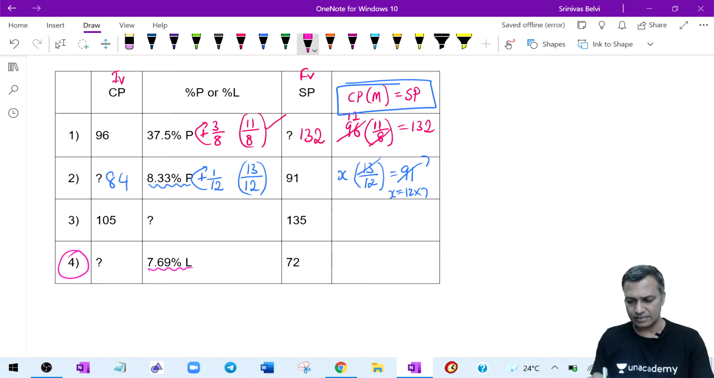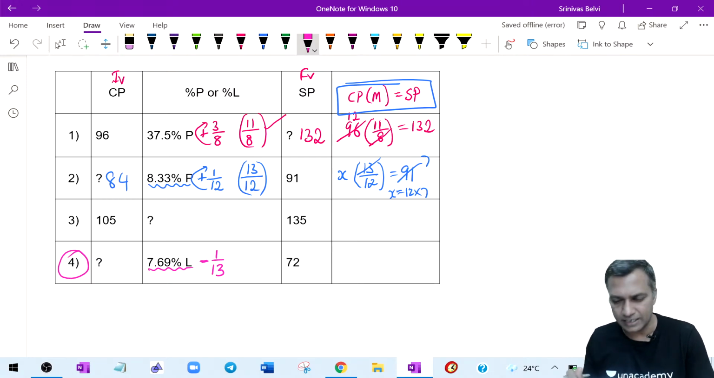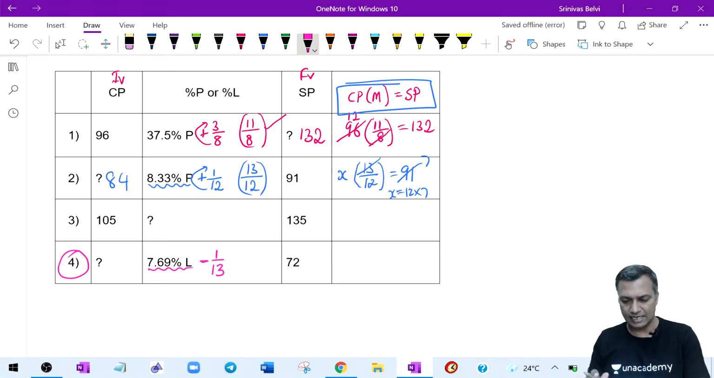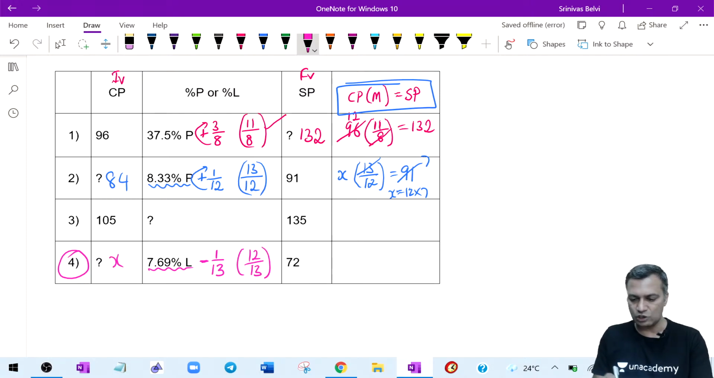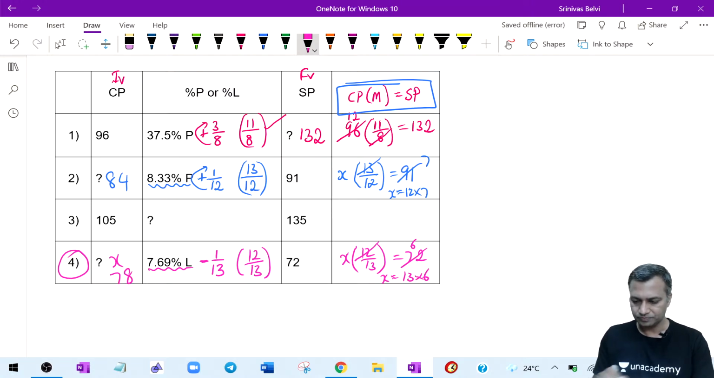What is 7.69%? Loss means minus 1 divided by what? 13. 1 by 13 is 7.69%. Roughly people take it as 7.7% as well. Good enough, right? So therefore you write this as 12 divided by 13. That is the multiplier. What is the value here? X. And then you are writing this as 12 by 13, which results in 72. All right, 12 6 times. Therefore the required answer X is equal to 13 into 6, right? So which is nothing but 70.